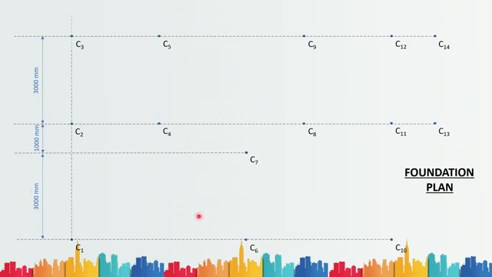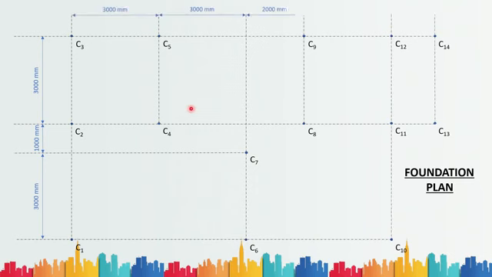Similarly, next what we will do is we will draw the vertical lines passing through each column, and then we will write the horizontal distances between each and every column, right? So here what we have in this grid is the position of each and every column as well as the center to center distance of each column, both in the vertical as well as in the horizontal direction. Now each column has to be provided with a footing.